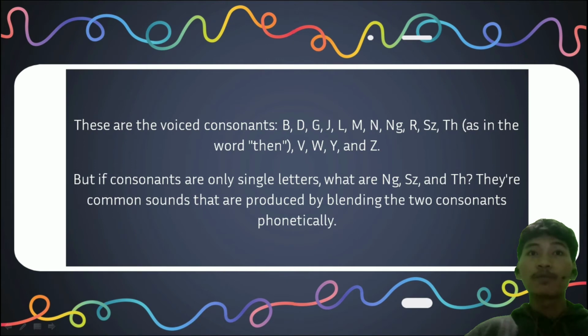These are the voiced consonants: B, D, G, J, L, M, N, NG, R, S, Z, TH as in the word "then", V, W, Y, and Z. But if consonants are only single letters, what are NG, SZ, and TH? They are common sounds that are produced by blending two consonants phonetically.